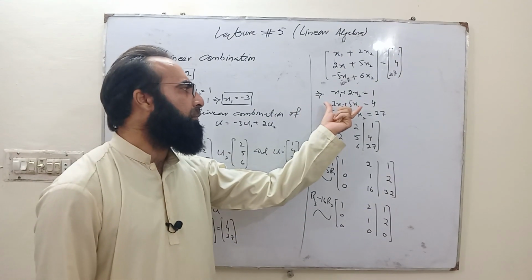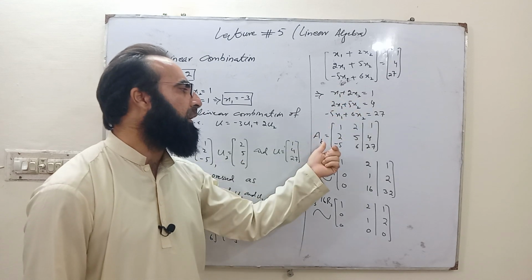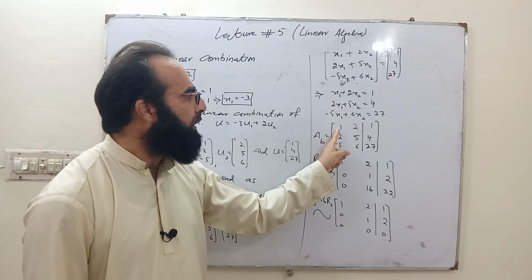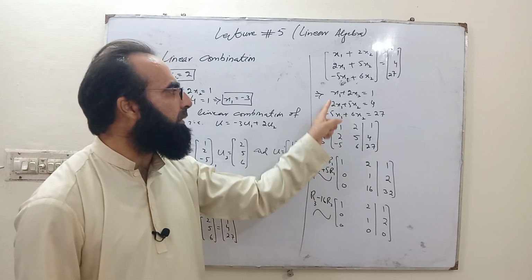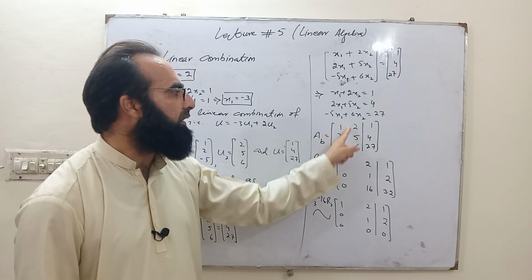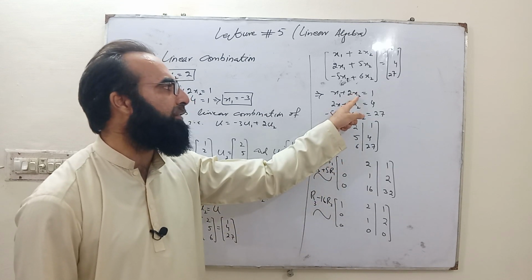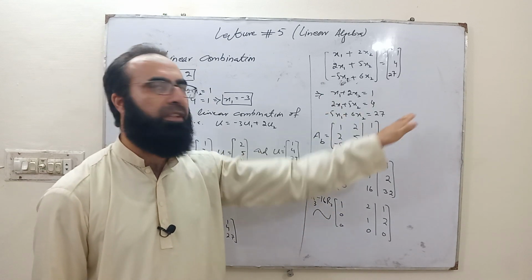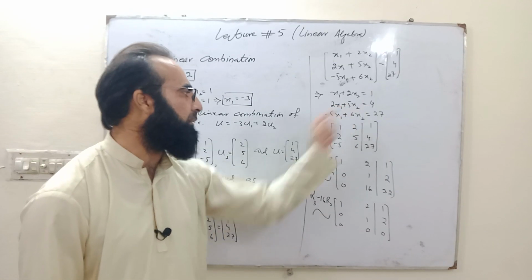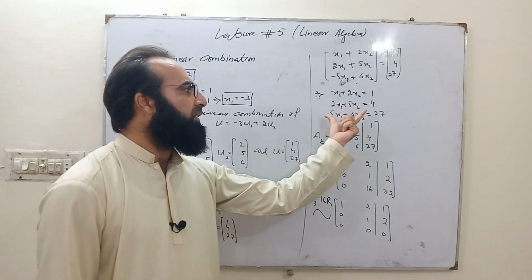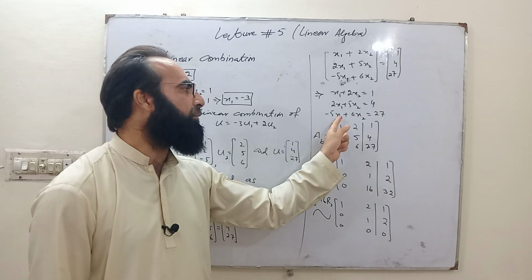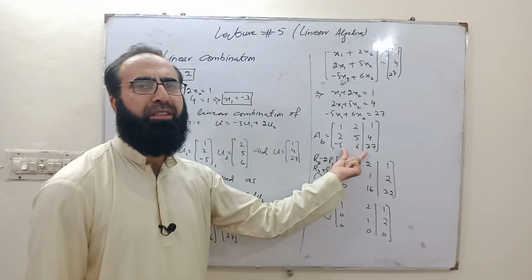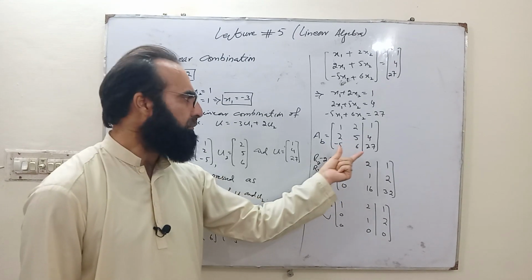To solve this system, we have to write this system in its augmented form. So its augmented matrix is 1, 2, minus 5. This is basically representing the coefficients of x1, the second column representing coefficients of x2, 2, 5, 6, and 1, 4, 27 is representing the entries on the right side of the system. To solve this system means to find x1 and x2, we have to transform this matrix into echelon form.